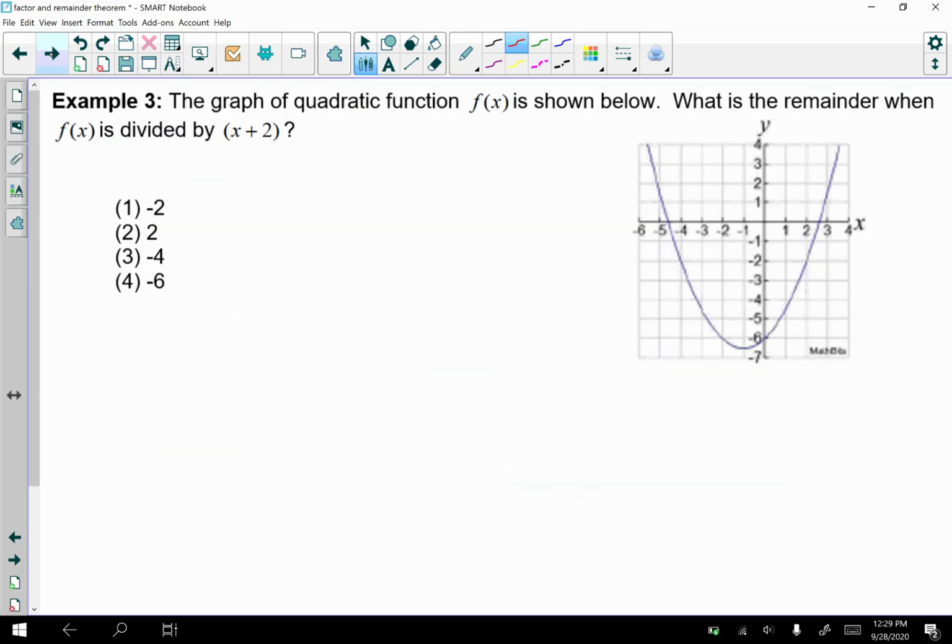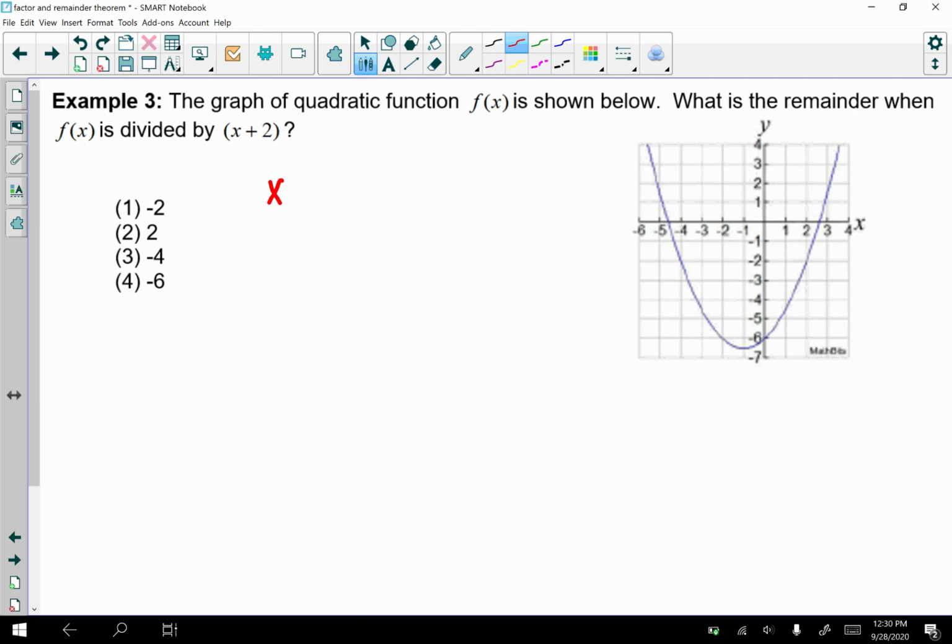Let's take a look at one more example. This is with a graph. The graph of the quadratic function f of x is shown below. What is the remainder when f of x is divided by x plus 2? So in this case, I can't divide because I don't have the actual equation. I could try to find the equation, but I'm just going to go right to my factor or remainder theorem.